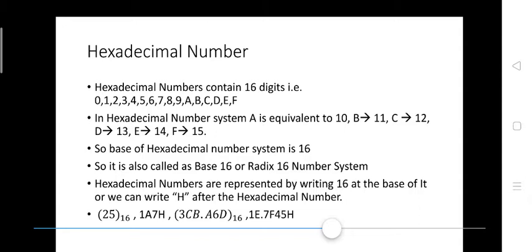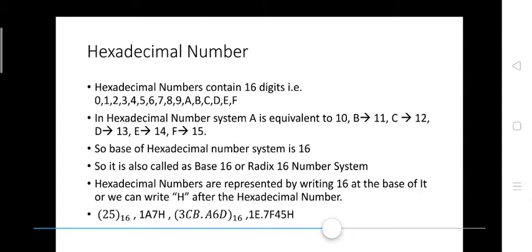In the previous lecture, we studied the decimal number system, binary number system, and octal number system, and its conversion from one system to another system. In today's lecture, we start with the hexadecimal number system. The hexadecimal number system contains 16 digits, that is 0, 1, 2, 3, 4, 5, 6, 7, 8, 9, A, B, C, D, E, F.